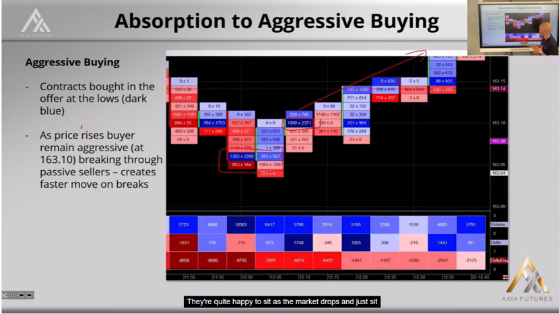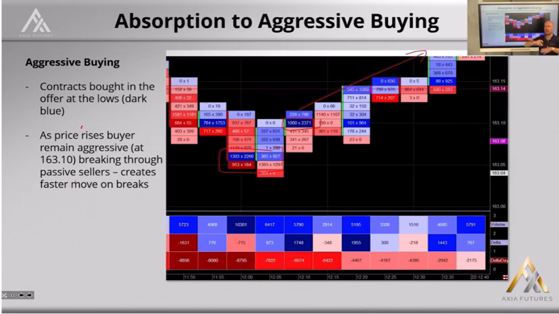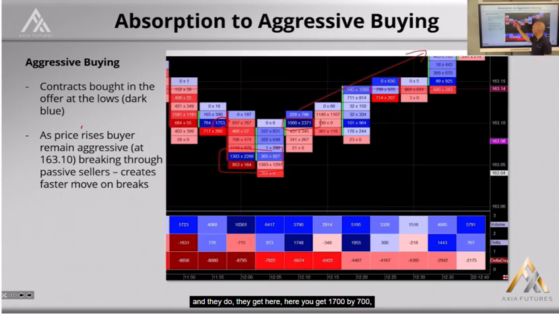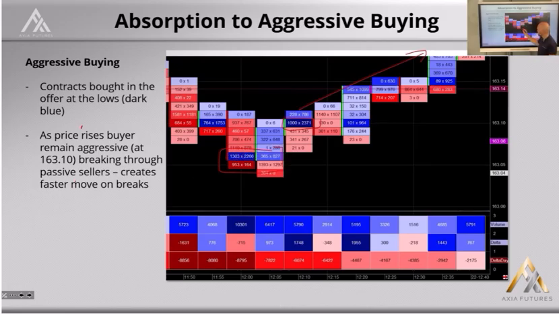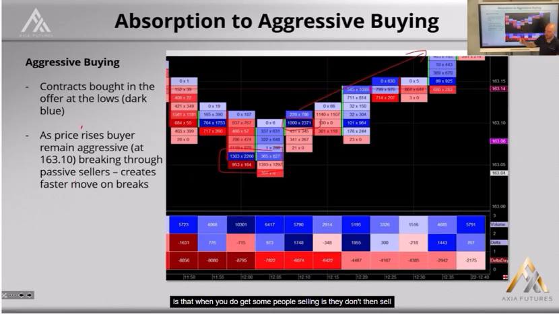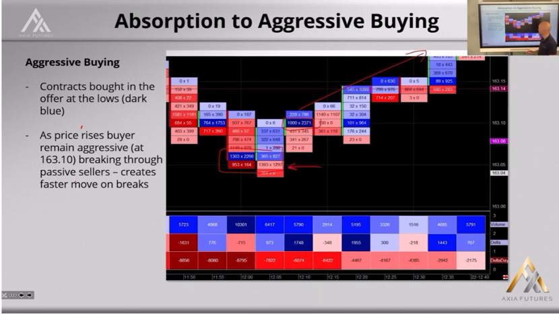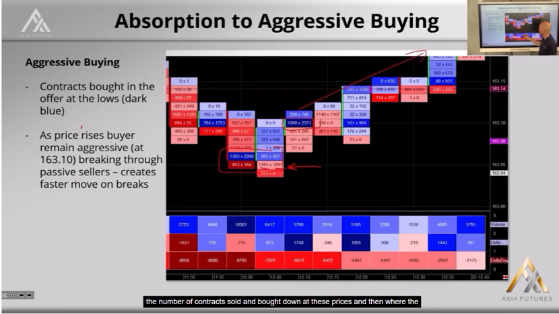So what this is basically showing you is that as the market drops, buyers are quite happy to hit off the low. So sellers are effectively pushing this down in a passive way. They're quite happy to sit as the market drops and just sit on the offer, i.e. hope to get filled as the market bounces back. And they do. They get hit. Here you get 1700 by 700. You get 2200 by 1300, more than double the size again here. Whereas what you don't get is that when some people do sell, they don't then drive the price on. You get a balancing of the number of contracts sold and bought down at these prices.